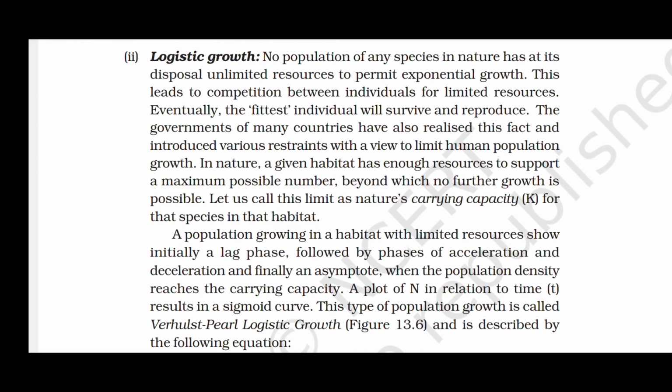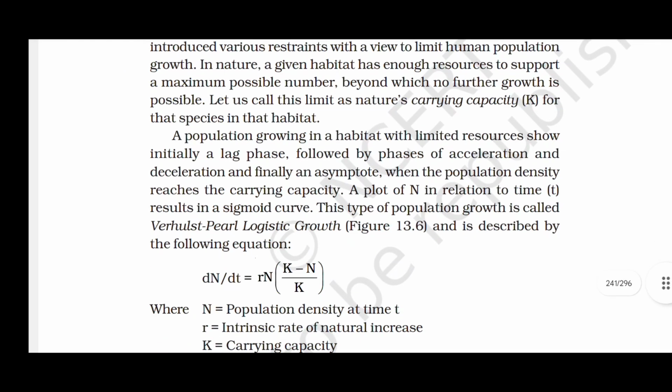In nature, a given habitat has enough resources to support a maximum possible number, beyond which no further growth is possible. Let us call this limit nature's carrying capacity, K, for that species in that habitat. A population growing in a habitat with limited resources shows initially a lag phase, followed by the phases of acceleration and deceleration, and finally an asymptote when the population density reaches the carrying capacity.